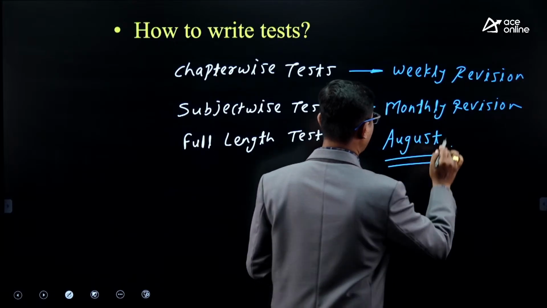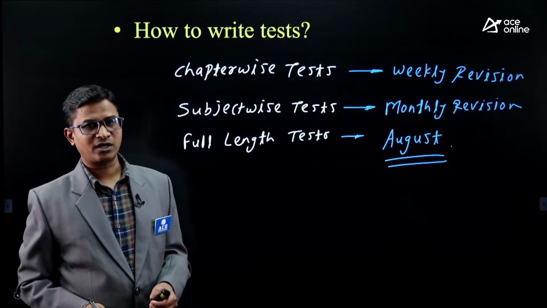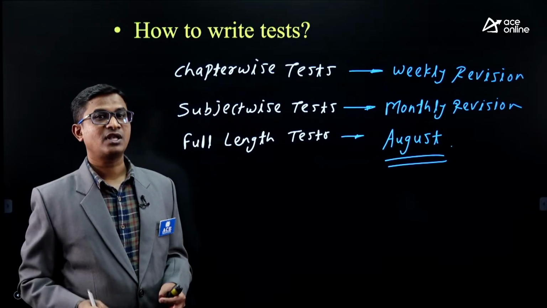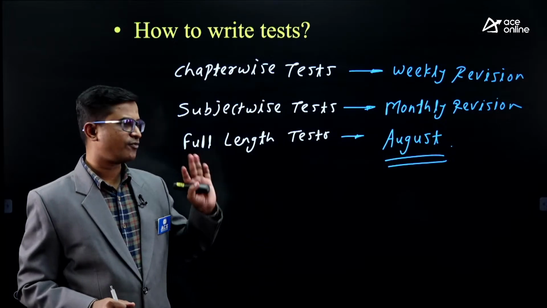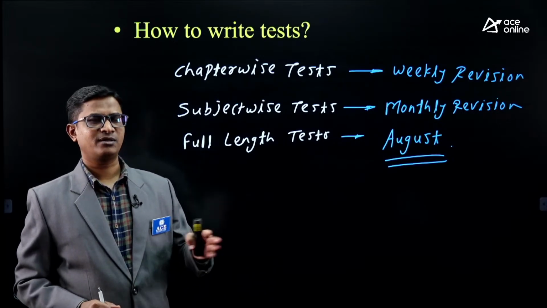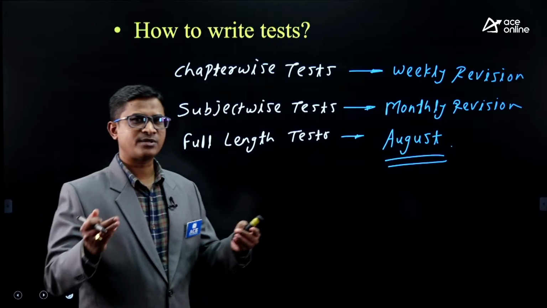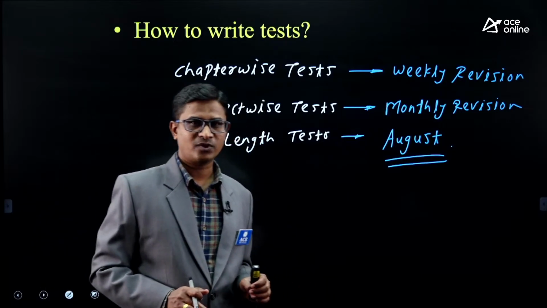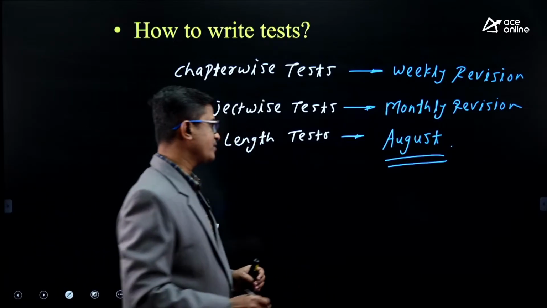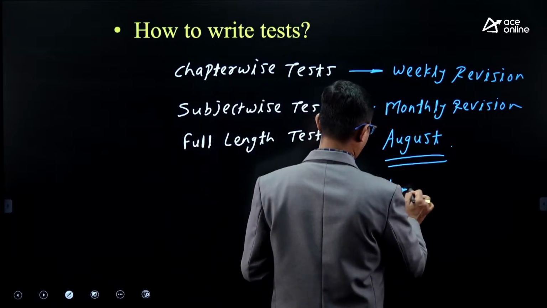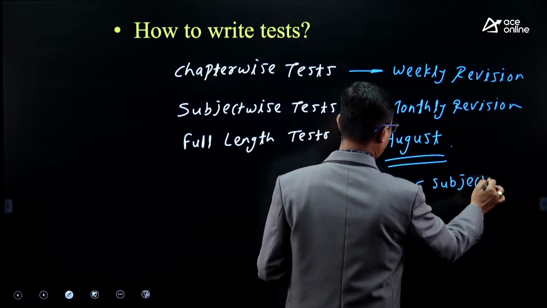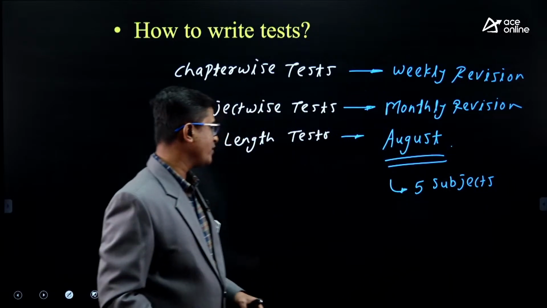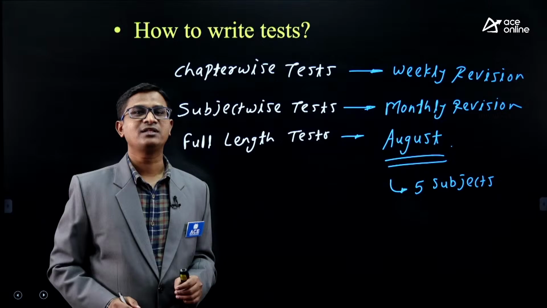So you might be thinking, sir, we have still not completed the syllabus, then how to start the full length test? Let us consider that till the month of August, or till the middle of August, 5 subjects are completed. Okay, so suppose you have 5 subjects completed, and based on these 5 subjects, you are now appearing for the full length tests.